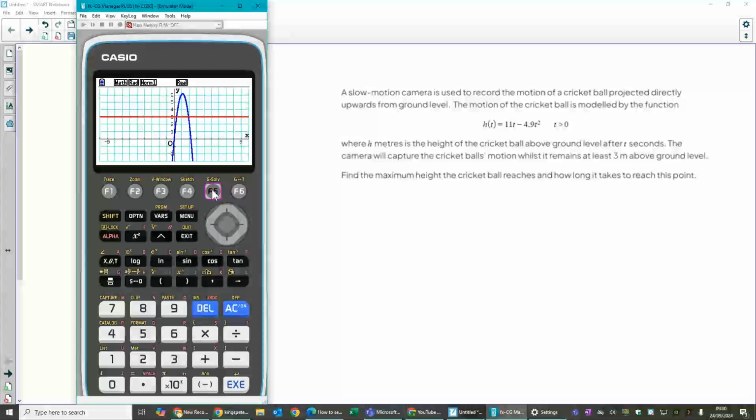So going back to gsolve, we can now use the intersect, and it tells us that this is where the first one is, and this is where the second one is.